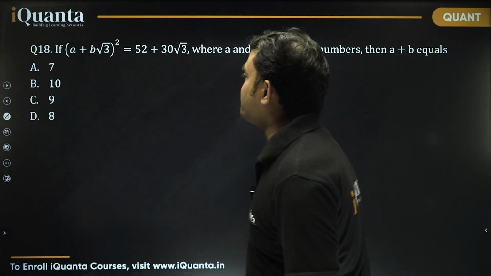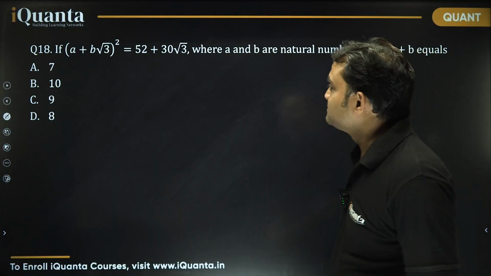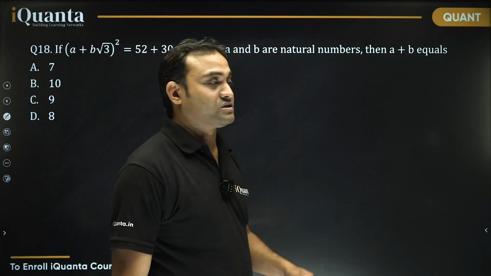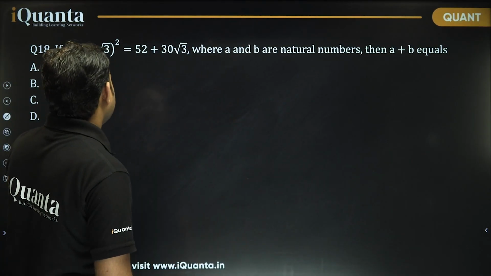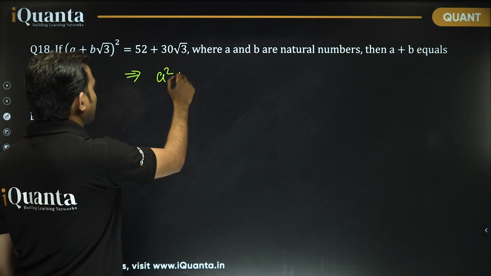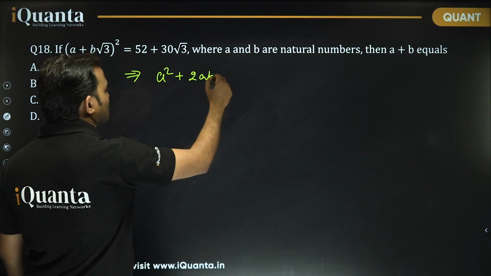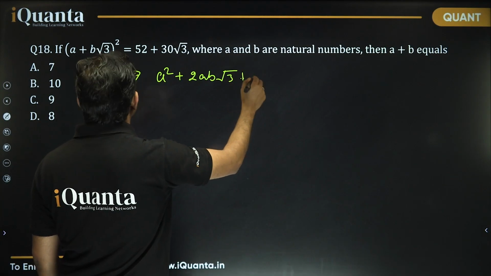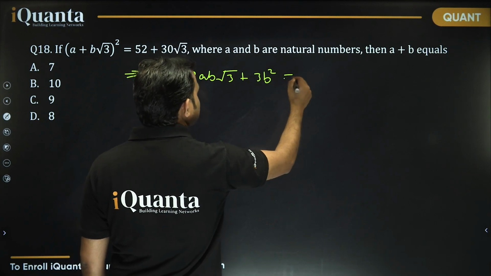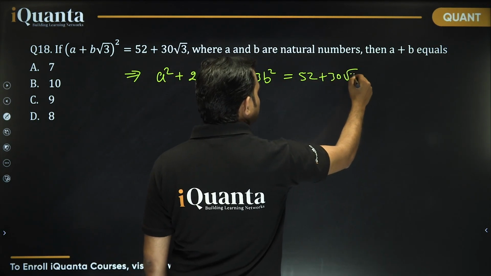Question number 18. If (a plus b root 3) square is 52 plus 30 root 3, where a and b are natural numbers, then a plus b equals? So we need to just expand it, right? I can say this will be equal to a square plus 2ab root 3 plus 3b square, and this is equal to 52 plus 30 root 3.